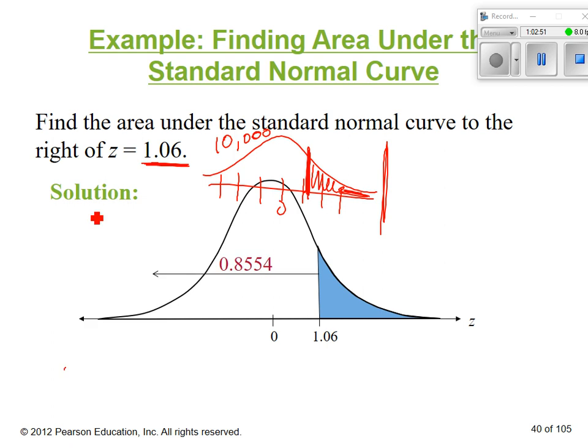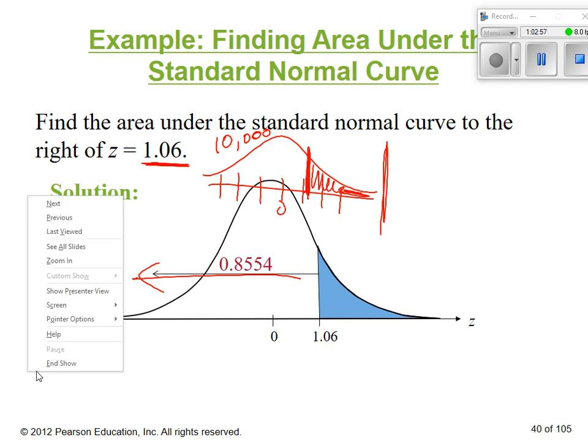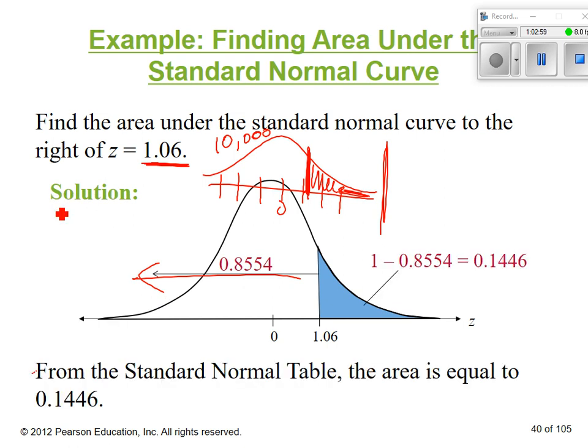The area over this way, if they're using the chart, is that much. To find the blue area, we just subtract it from 1. But again, the calculator is going to do this for you. You won't have to subtract it from 1. Comes out to about 0.1446.